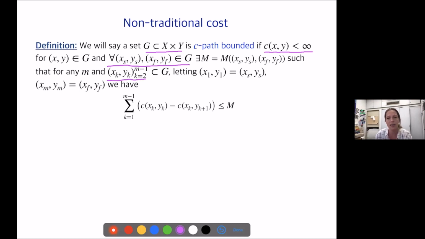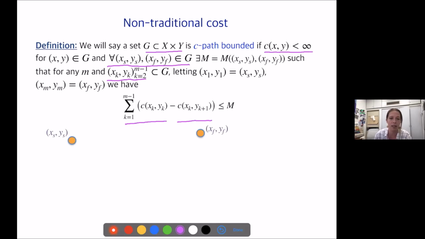Such that whenever I take some path between them, whenever I plug in new points xk, yk, and I call x start, y start the first point and x finish, y finish the last point, then I check the total cost of the original matching coming from G, and then I subtract the cost of switching, checking what is the cost of mapping xk to yk plus 1. Then this difference has to be bounded. Let's draw this.